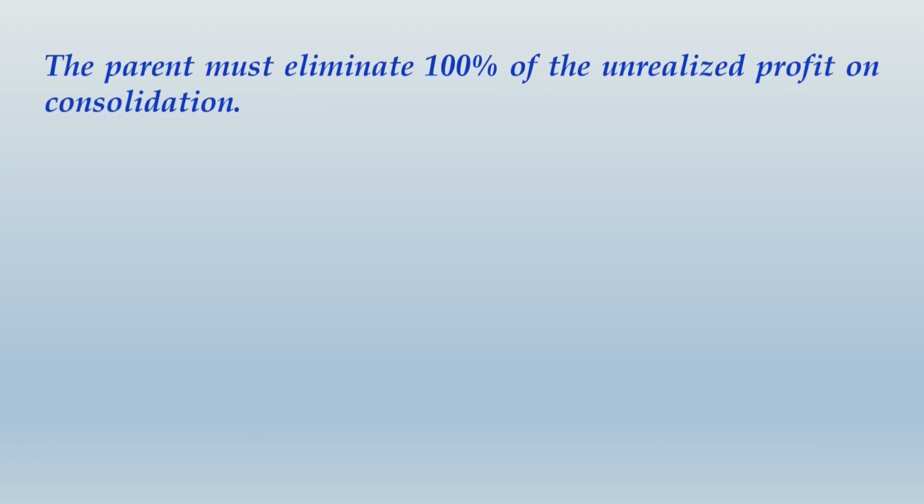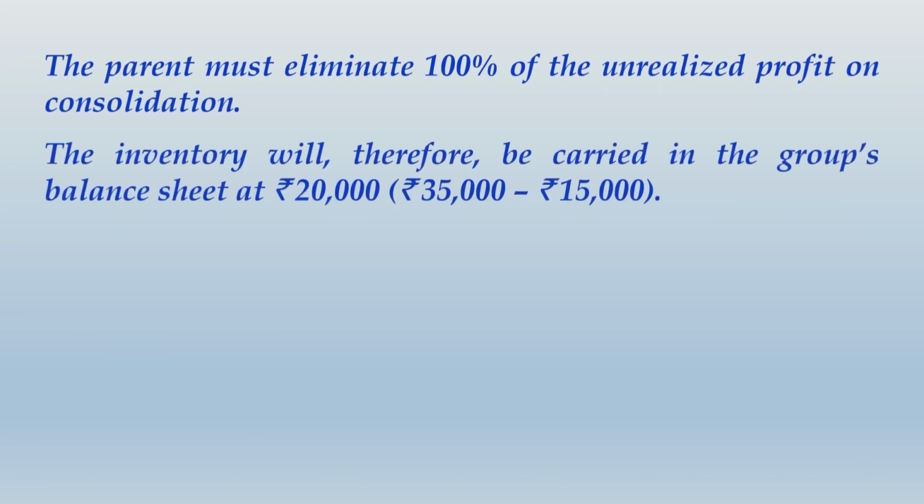In your solution, you would first mention that the parent must eliminate 100% of the unrealized profit on consolidation. The inventory will therefore be carried in the group's balance sheet at rupees 20,000, which represents the cost, and the 20,000 has been determined by taking the sales revenue minus the profit included in that sale, that is 35,000 minus 15,000, that would give you cost of 20,000.